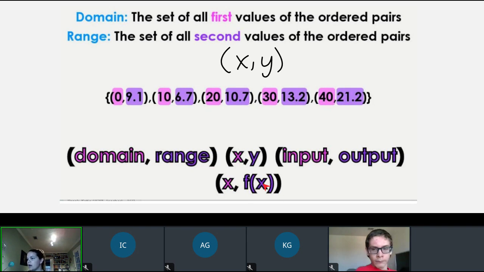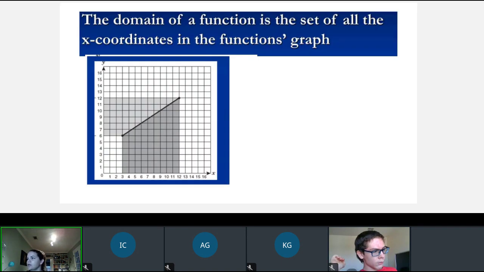So prior to algebra, we've mostly been just using X's and Y's, but now we're going to start using some other words and phrases to represent that X value and the Y value. So the domain of a function is the set of all the X coordinates in the function's graph.